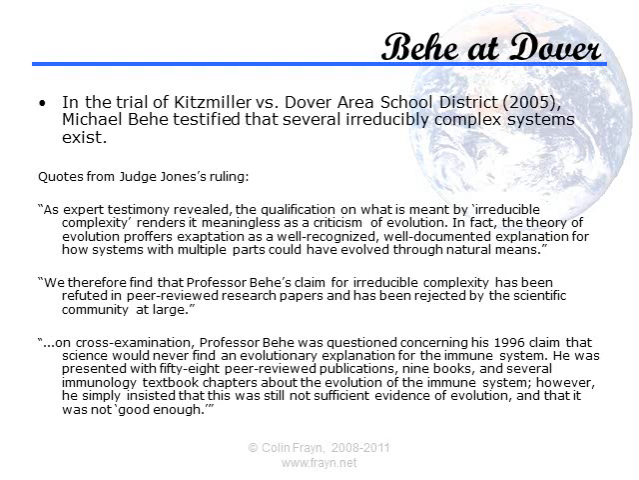The second quote. We therefore find that Professor Behe's claim for irreducible complexity has been refuted in peer-reviewed research papers and has been rejected by the scientific community at large. And the third quote. On cross-examination, Professor Behe was questioned concerning his 1996 claim that science would never find an evolutionary explanation for the immune system. He was presented with 58 peer-reviewed publications, 9 books, and several immunology textbook chapters about the evolution of the immune system. However, he simply insisted that this was still not sufficient evidence of evolution, and that it was not good enough.